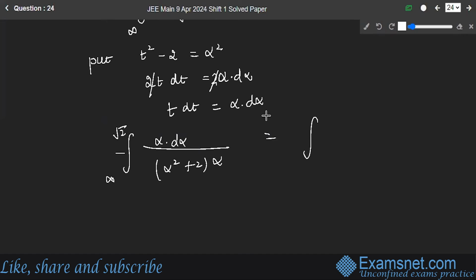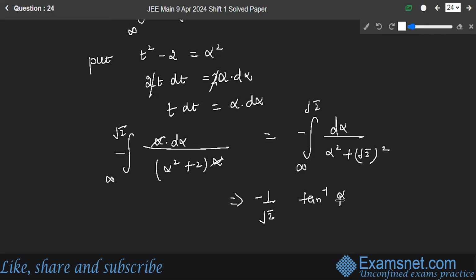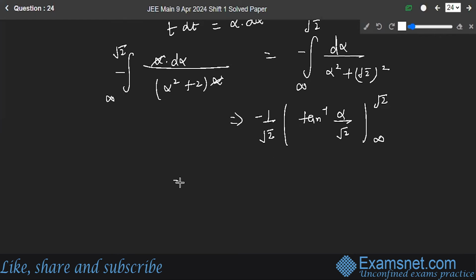Okay, and now let's get back over here. It was minus outside, limits from infinity to this alpha, and this will cancel. So simply you have d alpha upon alpha squared plus root of 2 alpha. This is equal to minus 1 upon a, tangent inverse x upon a, this thing. And the limits were from infinity to root of 2. So this is equal to minus 1 upon root 2, tangent inverse 1 minus tangent inverse infinity.